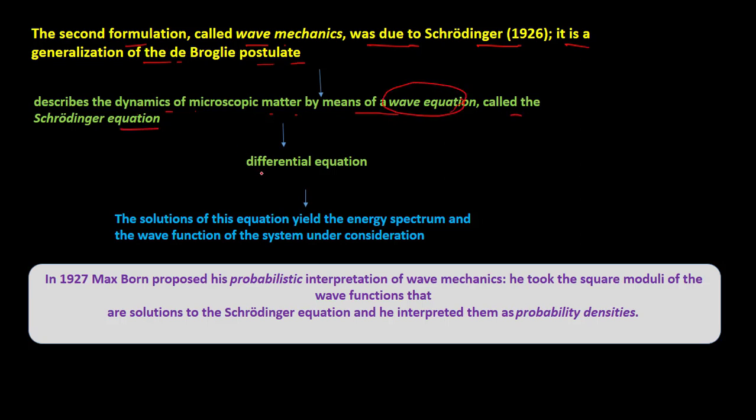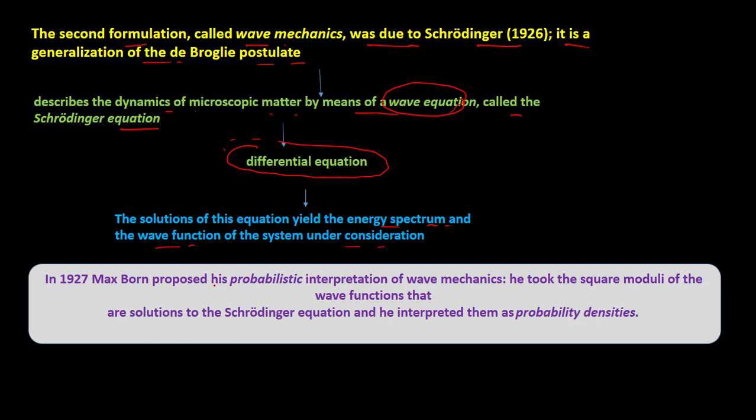This is a differential equation. We will see what the equation is. This generalizes, and this is the main point of view of our quantum mechanics. Okay. The solution of this equation yields the energy spectrum and the wave function. This is a differential equation of what? Of a wave. That's why it is a wave equation, na? The solution of this equation yields the energy spectrum and the wave function of the system under consideration.